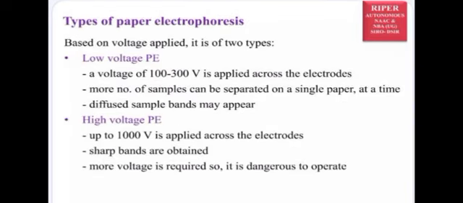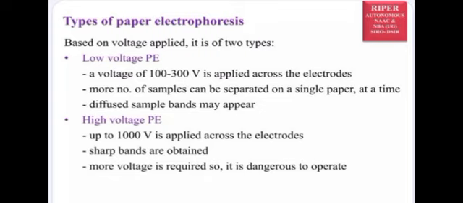Next we see the types of paper electrophoresis. It is based upon voltage. There are two types. One is low voltage paper electrophoresis. The second one is high voltage paper electrophoresis. In low voltage paper electrophoresis, a voltage of 100 to 300 volts is applied across the electrodes. A larger number of samples can be separated on a single paper at one time. Sample bands may appear.